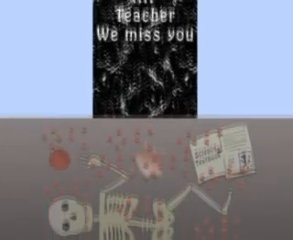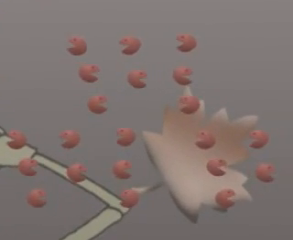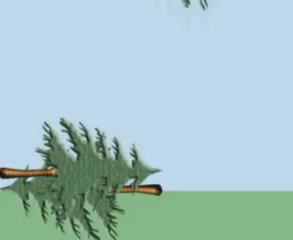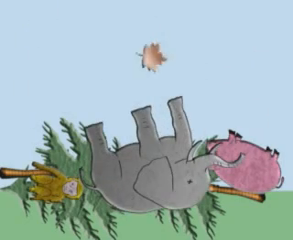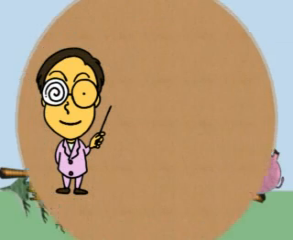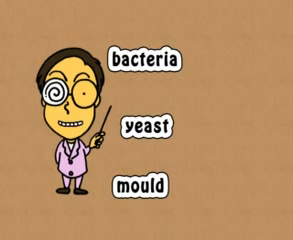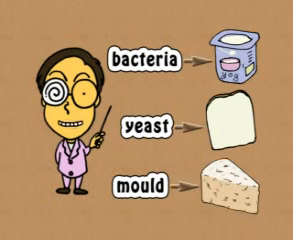However, decay is not always a bad thing. Microorganisms that cause decay break down organic matter, such as plant and animal waste, releasing nutrients back into the soil and water. If it wasn't for these microorganisms, we would be surrounded by piles of dead plants and animals. And some bacteria, yeasts and molds are used to make food, such as yogurt, bread, and cheese.